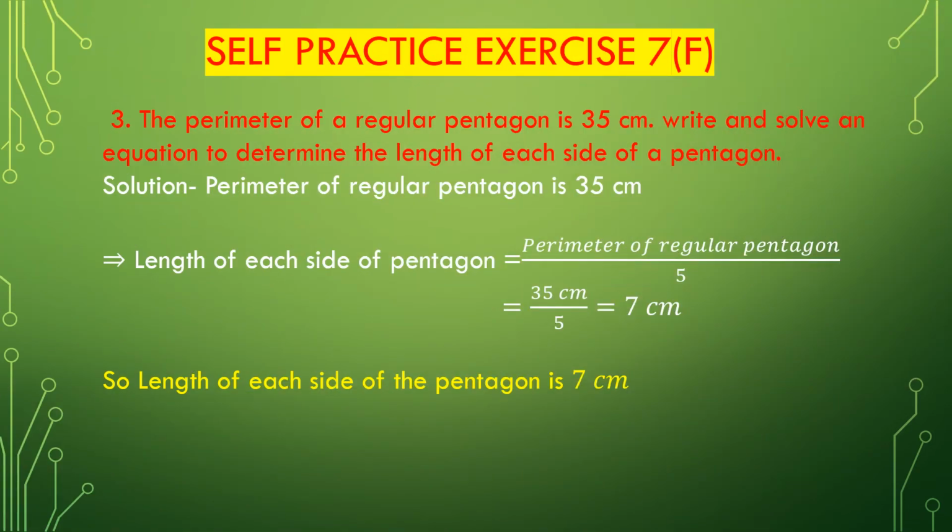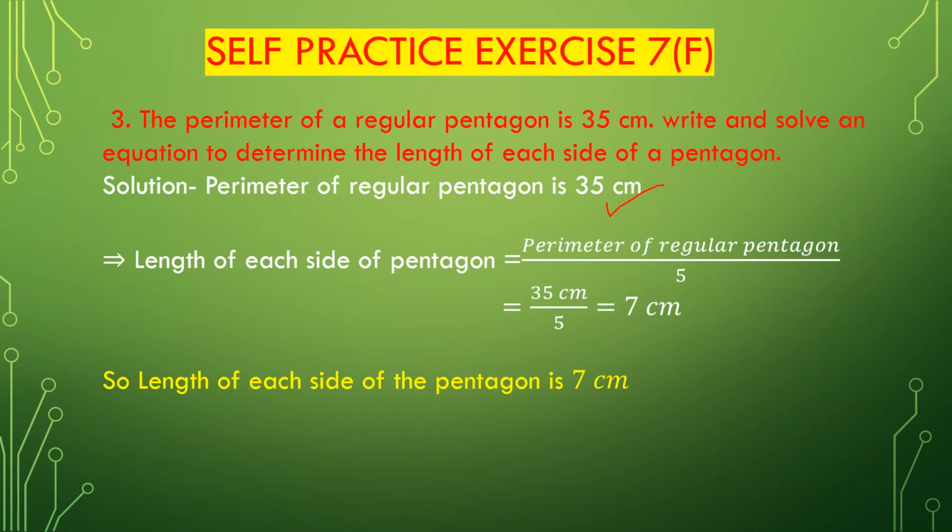Now we solve question number 3. This is also a word problem. The perimeter of a regular pentagon is 35 centimeters. Write and solve an equation to determine the length of each side of the pentagon. We know a pentagon has 5 sides. So the given perimeter of the regular pentagon is 35 centimeters. This is given, and we have to find the length of each side of the pentagon.